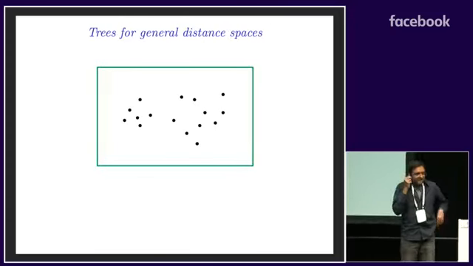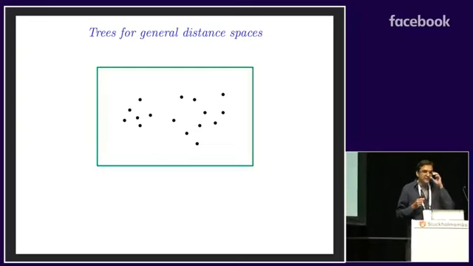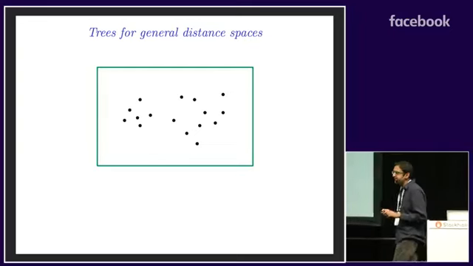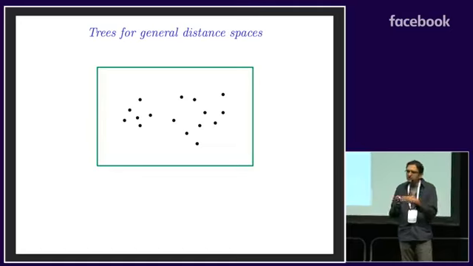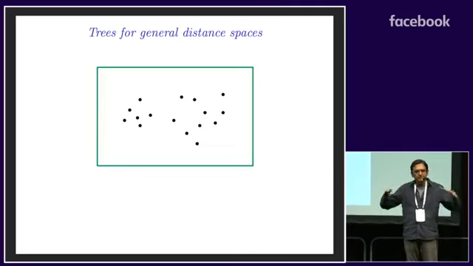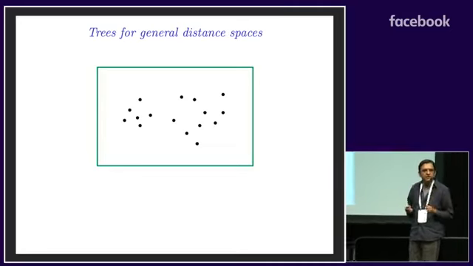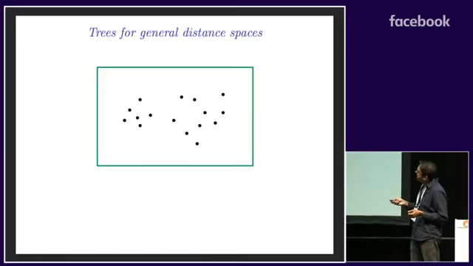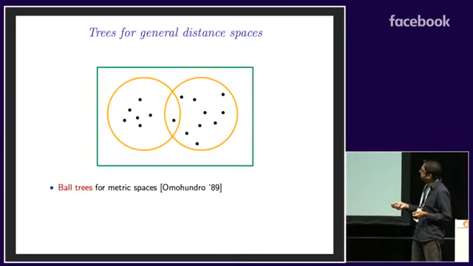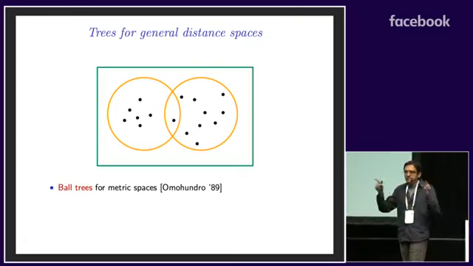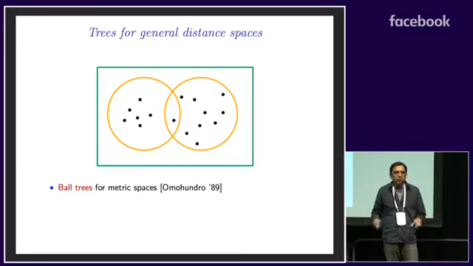And then people said, okay, let's do this for more general metric spaces. But now there's no notion of a coordinate any longer. So how do we split? We can't just say we split along a coordinate. So one idea is called the ball tree, where you say, well, if we're in a metric, we still have this idea of a ball, okay?